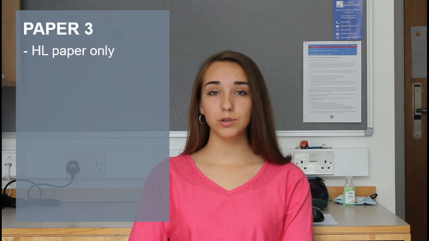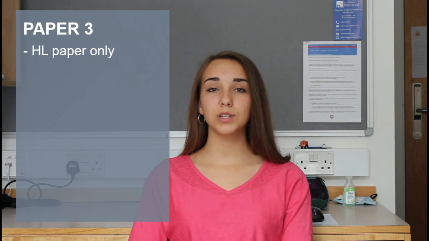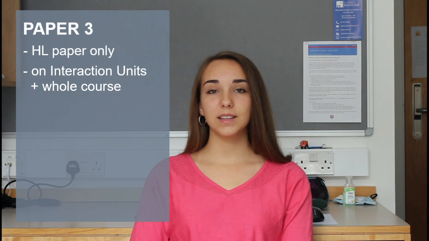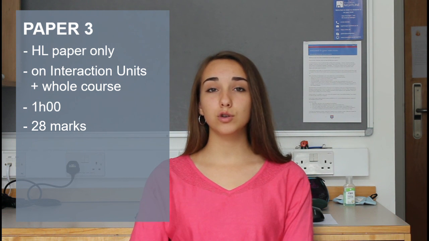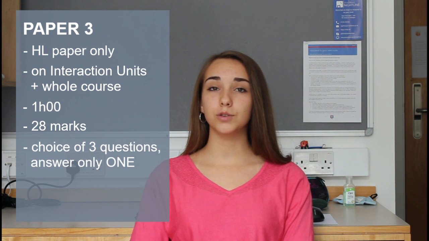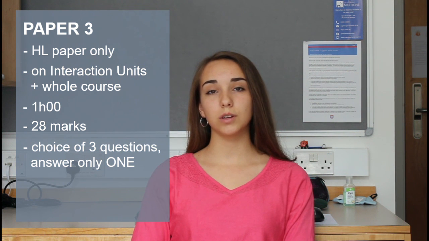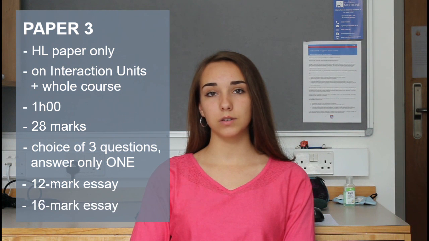Paper 3 is a high-level paper only, meaning that standard-level students do not have to sit this paper. This paper tends to be on the 3 high-level interaction units, as well as just on the geography course as a whole. This paper lasts 1 hour and it's worth 28 marks in total. Here you're given a choice of 3 questions that are split in 2 parts, and you will only answer 1 of them. The first part of the question is worth 12 marks, and the second part of the question is worth 16 marks. Both parts should be answered with an essay.